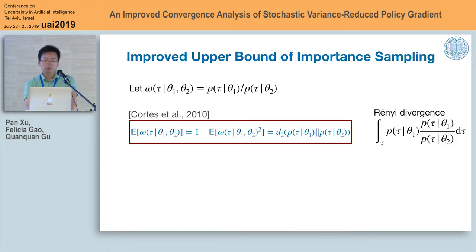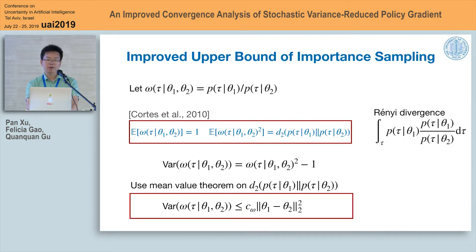So let's take a closer look at this importance weight. It is easy to verify that the expectation of the importance weight is 1. And the second order moment is just the Rényi divergence between the target policy in the current state and the behavior policy, which is the data sampled from the reference policy in the outer loop of the algorithm. So in this way, the variance of the importance weight is calculated as this.